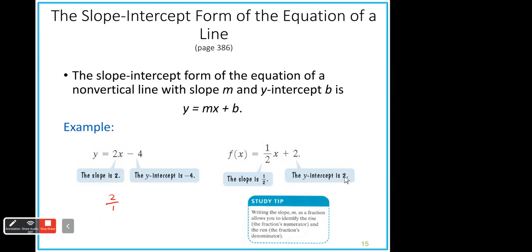Okay, so the study tip here is showing writing the slope m as a fraction allows you to identify the rise, that's the fraction's numerator, and the run, the fraction's denominator. So this one is a fraction, so you could see it right away, but sometimes it's not given as a fraction. So like this 2, for example. So if you write it as a fraction, which will be 2/1, then you could see what the rise is and the run is right away. And so you should be able to use that to help you to graph the equation.